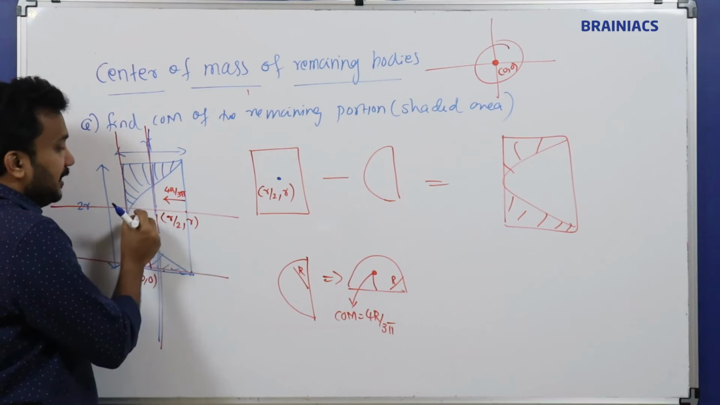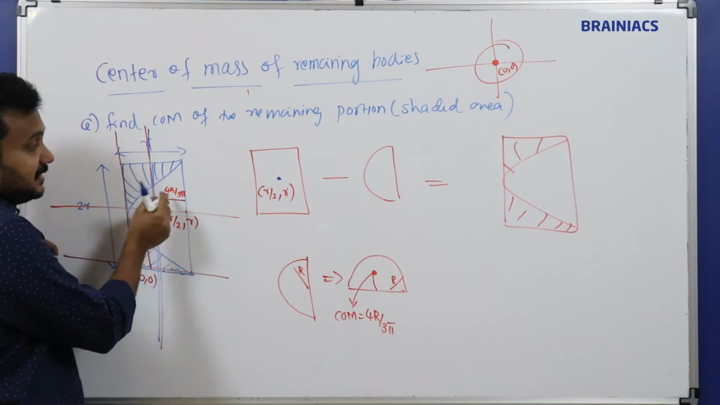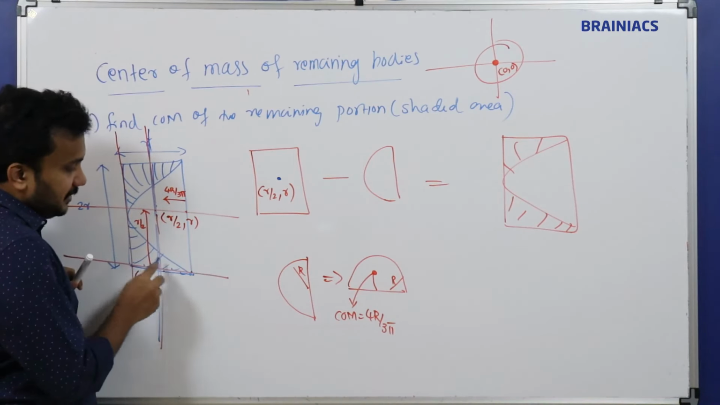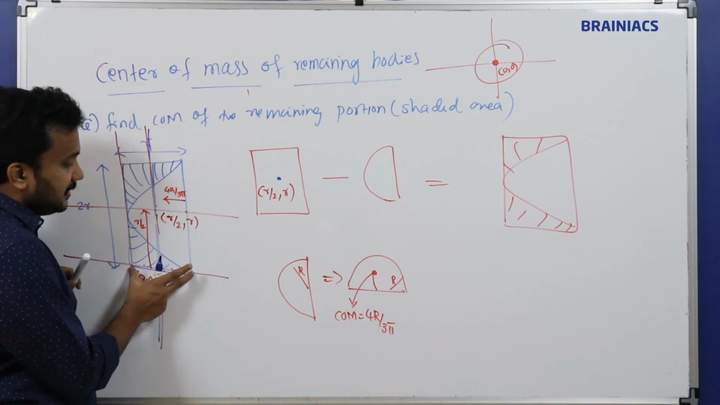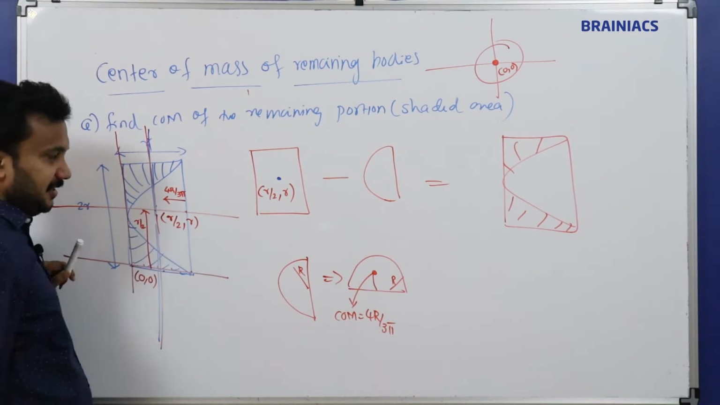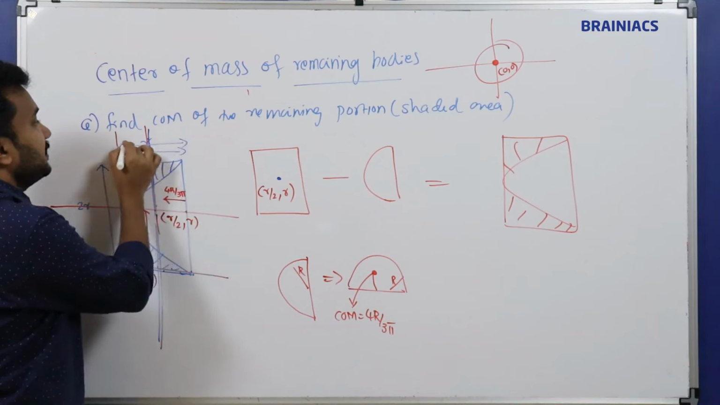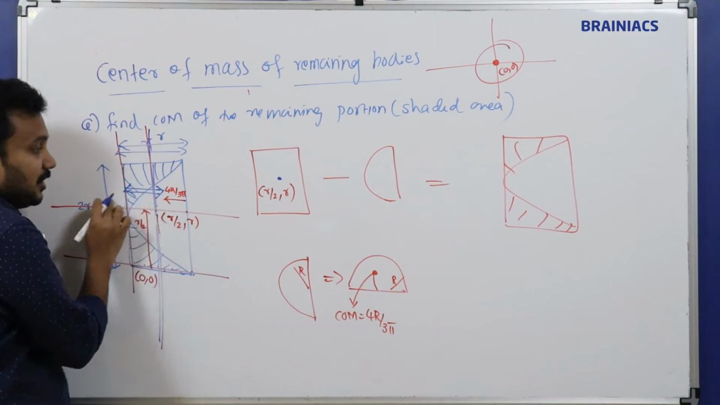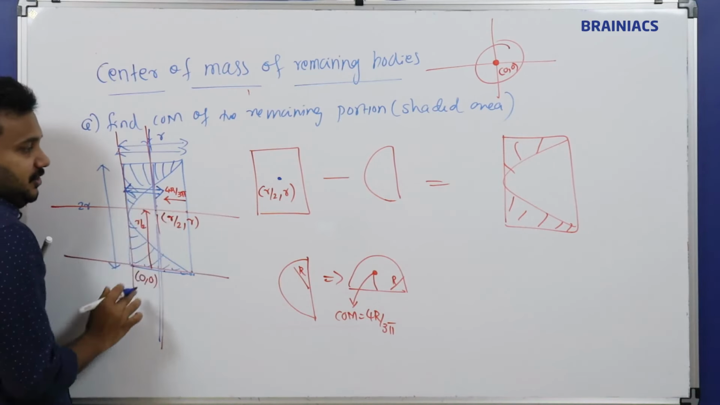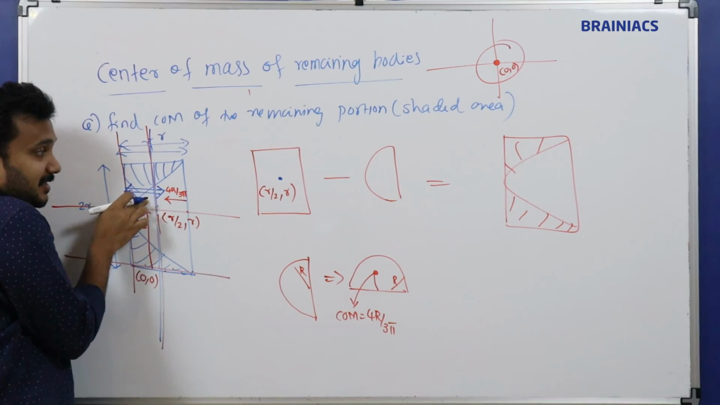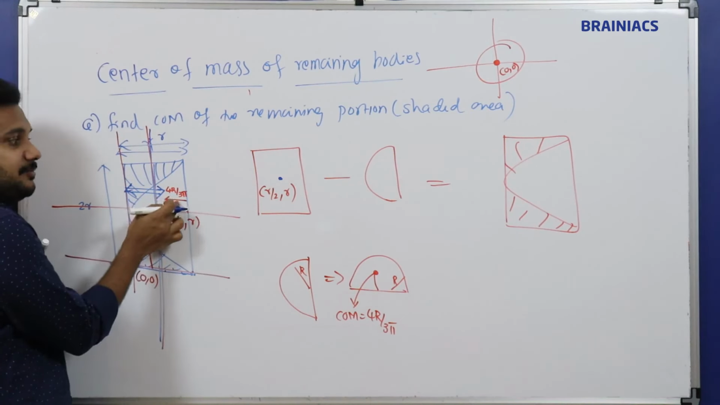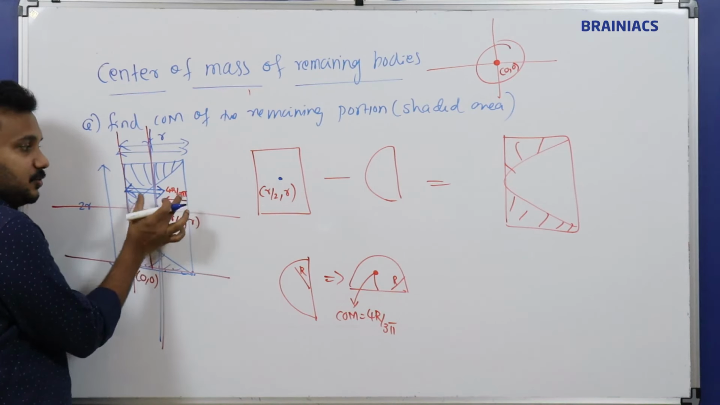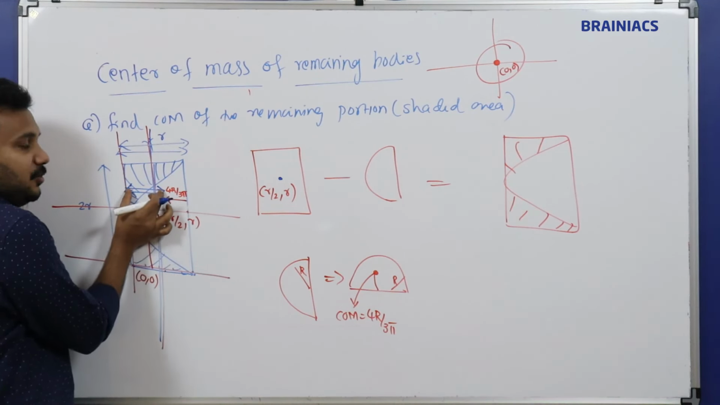But the y distance we know is r by 2. But the x distance is not 4r by 3 pi. You know the complete distance from here to here is how much? From 0 to r, you have to subtract. So the complete distance is r. You want to get this distance, because all distances we are taking from the origin. The distance from the other end is given as 4r by 3 pi. Total distance is r. So r minus 4r by 3 pi, what will you get? You will get this piece.